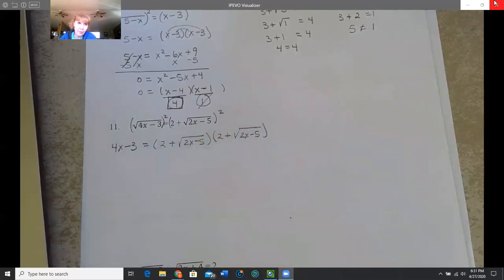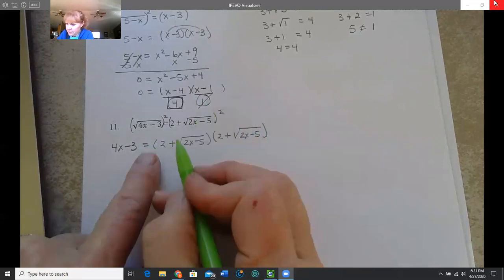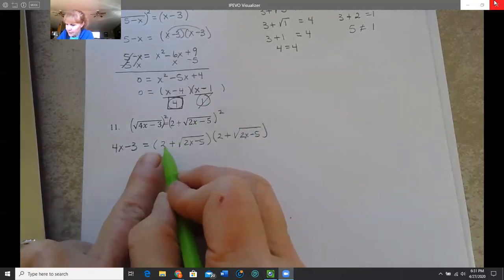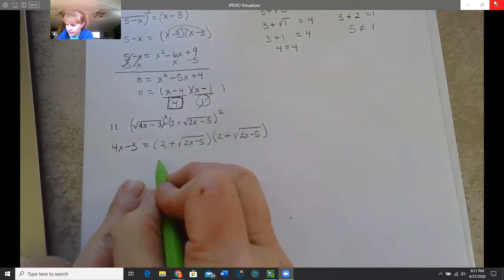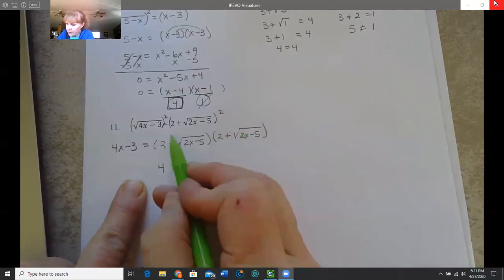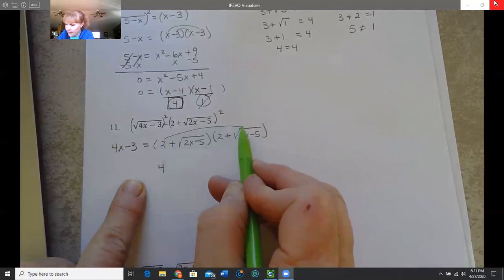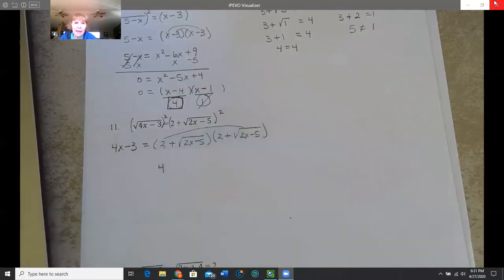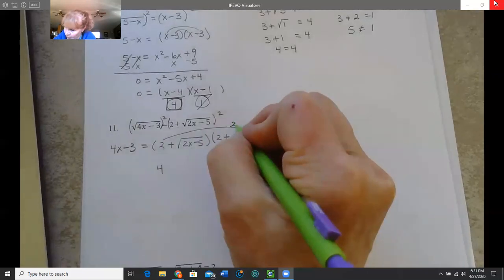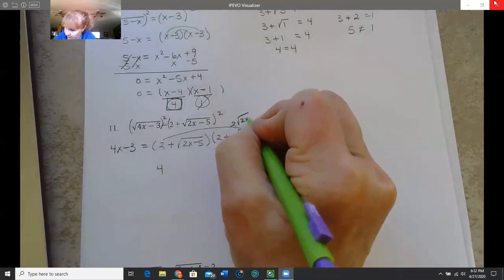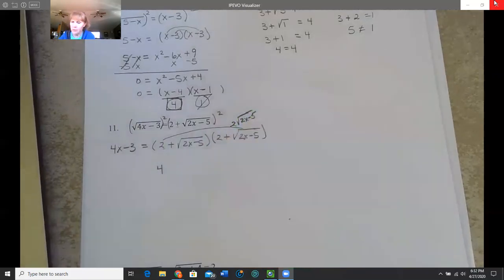So now we use the FOIL method with this. We're going to take the first times the first. That leaves you with 4. Then I'm going to multiply the outside. When I do that, I get 2 square roots. I get 2 of these when I multiply those together.